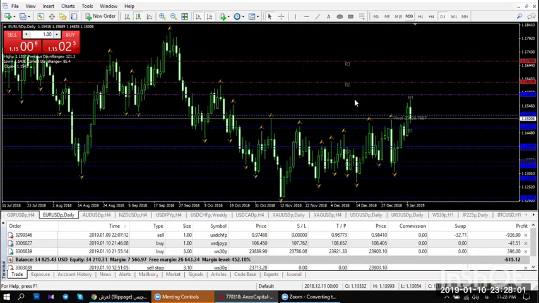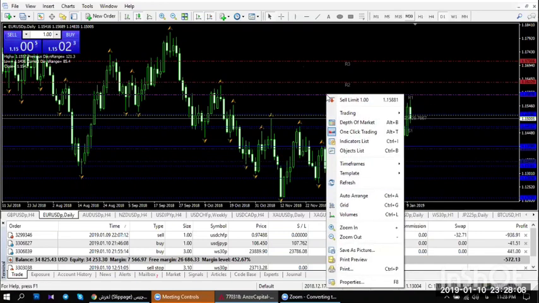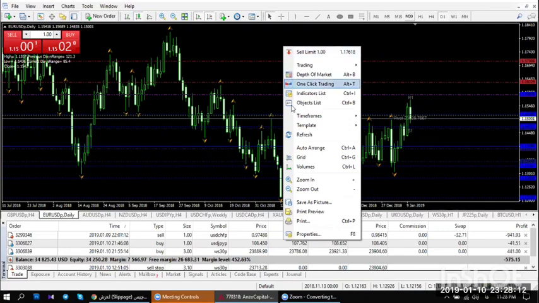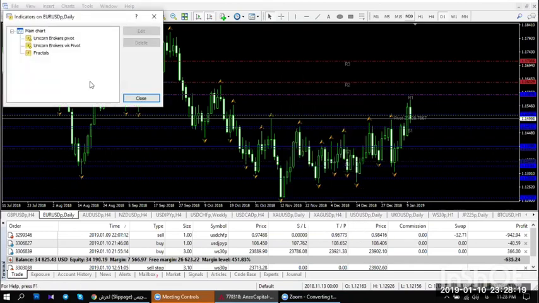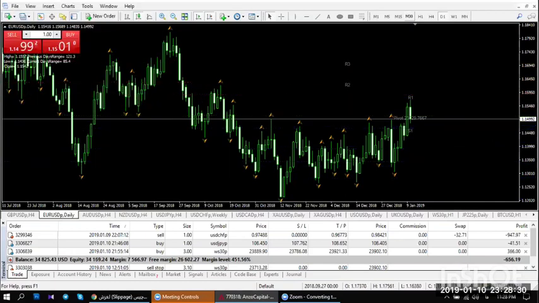Okay, so how can I delete these? Please go on indicator release to delete them. Should I delete them? Yes, you should. All right.